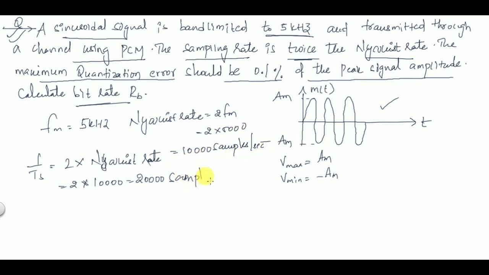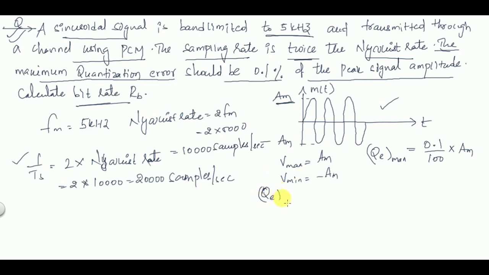So you have got 1 by TS. See this condition he has given, the maximum quantization error, that is QE max, is 0.1%. 0.1% means 0.1 by 100 into the peak signal amplitude. The peak signal amplitude is AM, so the maximum value here is AM.